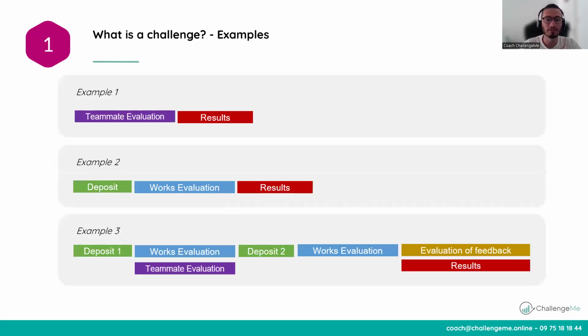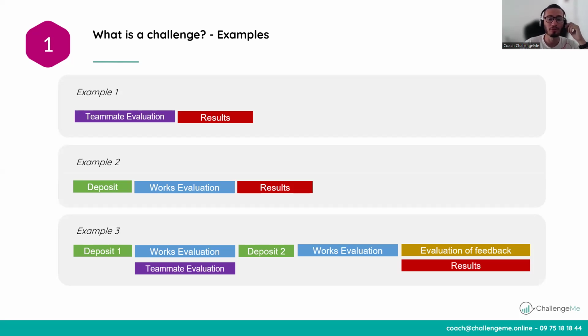And with these phases, we will be able to create different kinds of activities. We can add the phases one after the other, or we can add them in parallel, depending on the kind of activity we want to launch. In the first example, we ask the students to assess their teammates, and then they can see their results. In example number 2, we ask them to submit a work to the platform. Then we ask them to assess the work of others, and then they can access their results.